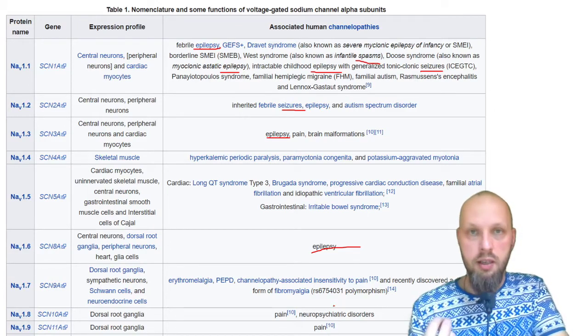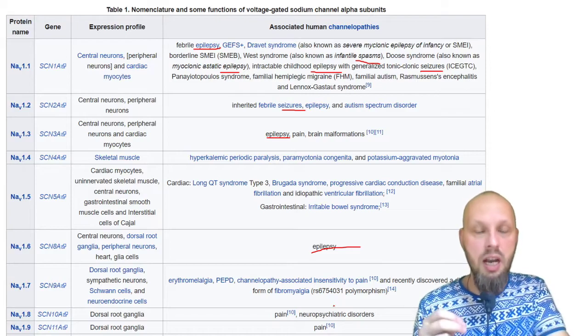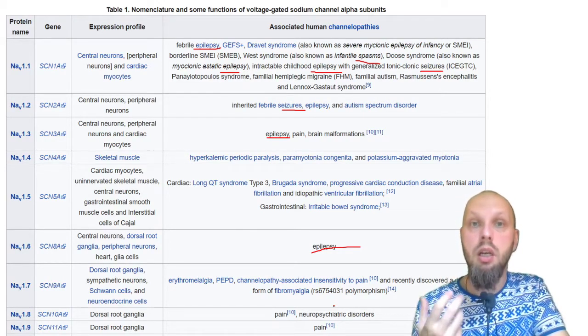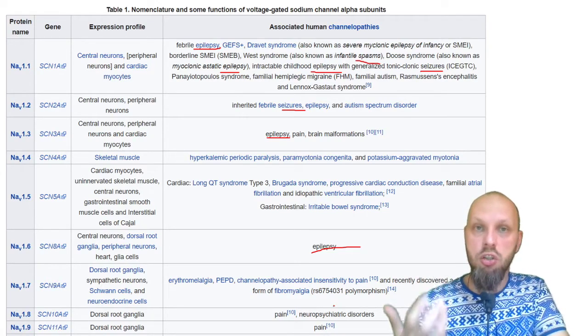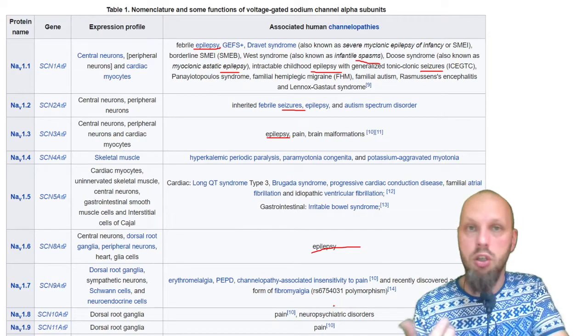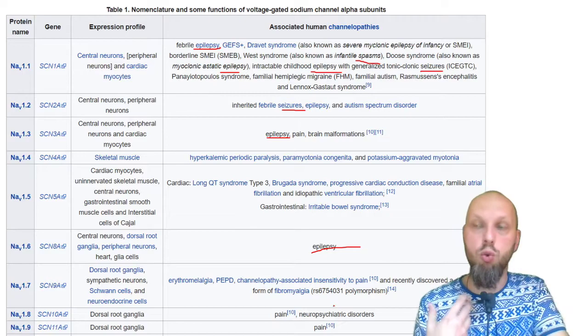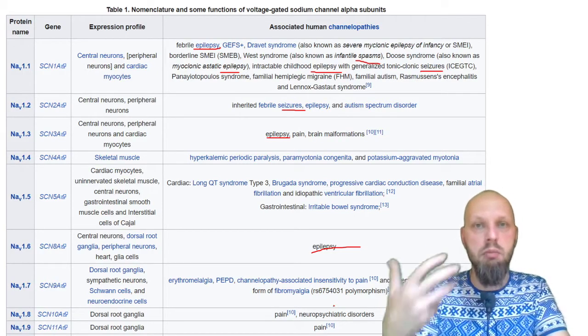So if voltage-gated sodium channels don't work how they're supposed to work, if they're just slightly more active, what becomes more probable is that activation of neurons will get out of control. Neurons will spike more than they're supposed to. Neurons are too eager to spike. It's too easy to make them spike. And so spiking can become pathological.